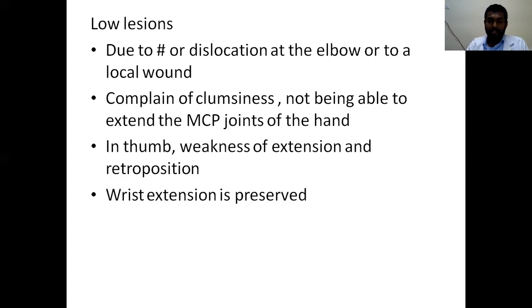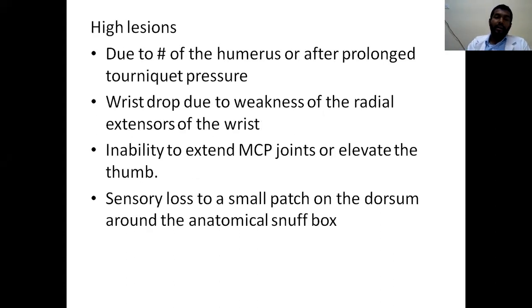Wrist extension is preserved in the low lesion. In a high lesion, this might be due to fracture of the humerus or after prolonged tourniquet pressure. Wrist drop is seen in this case because of weakness of the radial extensors of the wrist. A high lesion of the radial nerve due to fracture of the humerus results in the wrist drop.